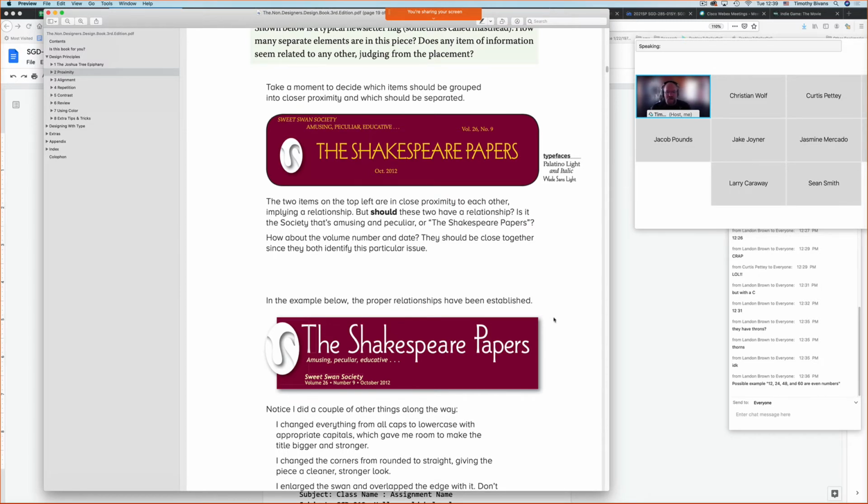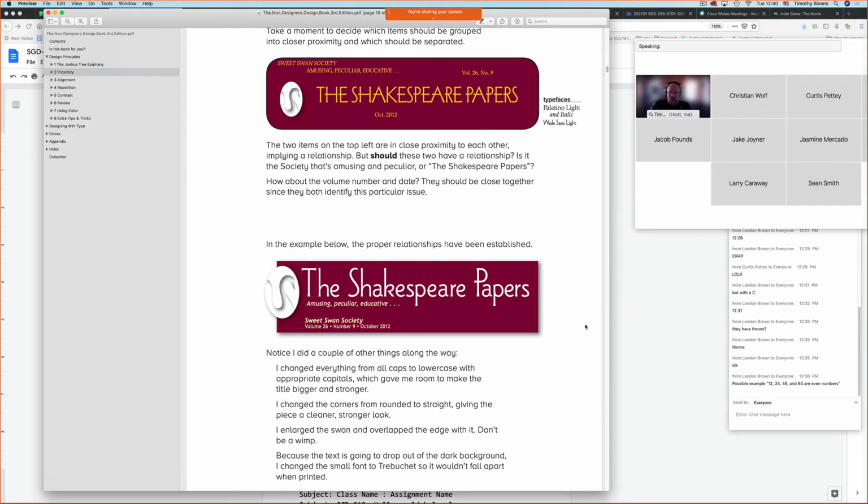The two items top left are in close proximity to each other, implying a relationship. But should these have a relationship? Is it the society that's amusing and peculiar, or the Shakespeare papers, right? That's a good question. How about the volume number and the date? Usually they go together, right? They should be close together, right?